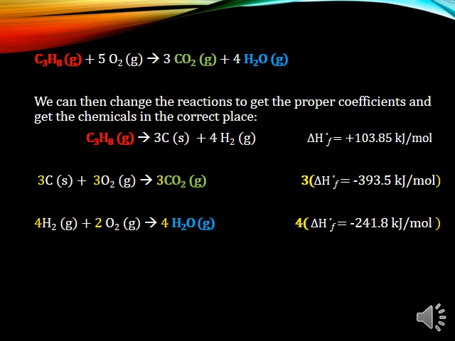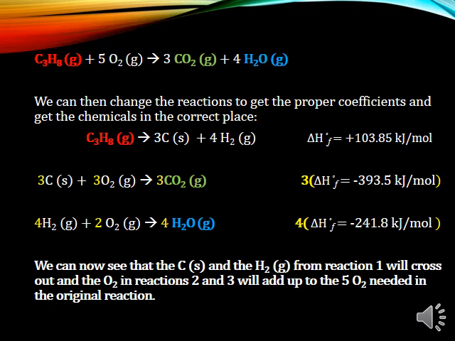We can now see that the carbon in the first reaction and the hydrogen in the first reaction will cross out with carbon and hydrogen in the other two reactions, and that our oxygen in reactions 2 and 3 will add up to the 5 oxygen needed in the original reaction up at the top, our goal. So even though we didn't have a separate reaction for oxygen, it still is included and it still ends up in our final reaction.